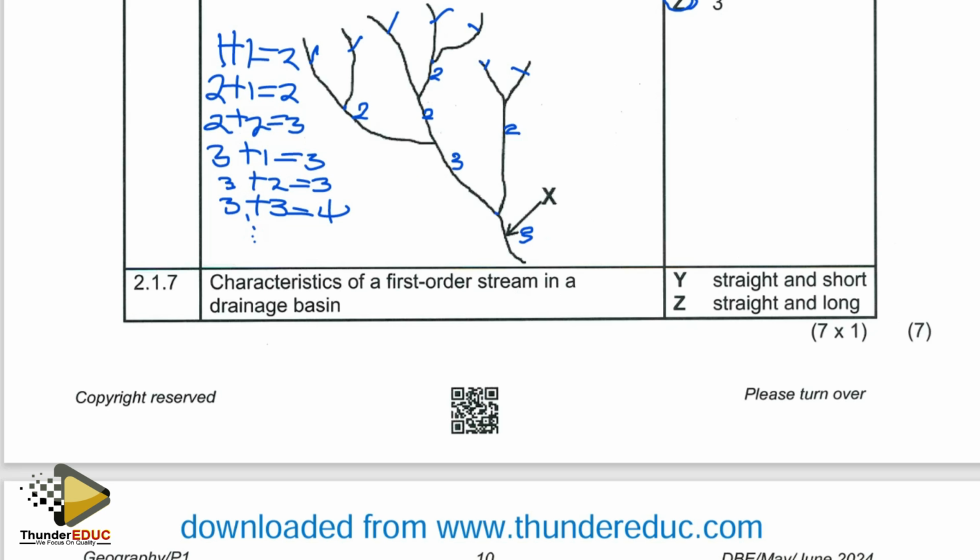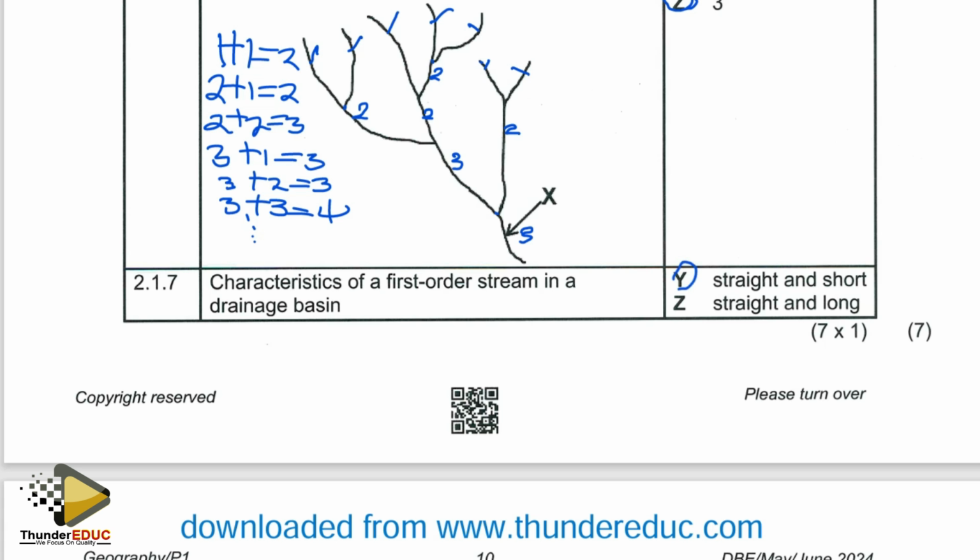Right, we move on to the next question. Characteristics of first order streams in a drainage basin. Is it straight and short or straight and long? Right, first order streams are not long. A high order stream is the one which is longer. For example, stream order number 3 starts from here and goes all this long. But stream order number 1 is just from here to here. Or if we check this one, just from here to here. This becomes a shorter stream. It's straight and short.